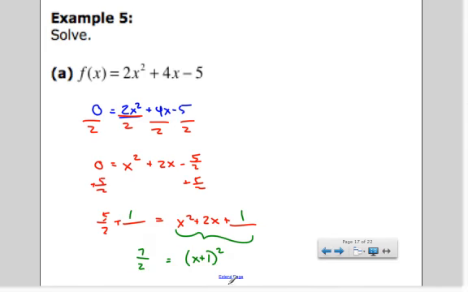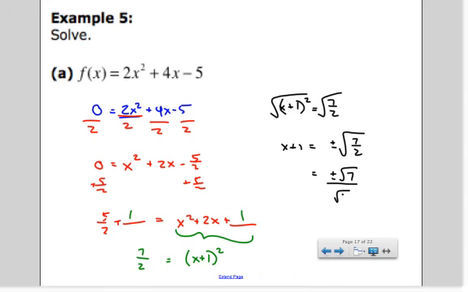So you should have more space. I'm just going to come up here. We have (x + 1)² = 7/2. Take the square root of both sides, and that gives me x + 1 = ±√(7/2), which, as I should know, is ±√7 over √2, and that's x + 1.